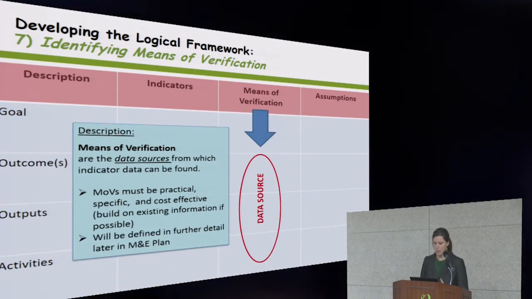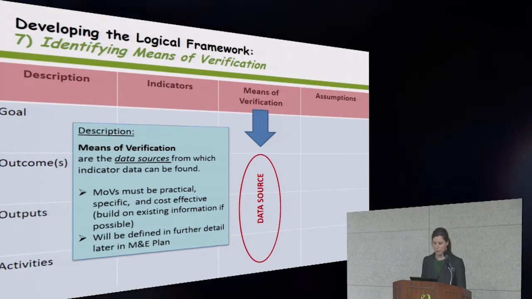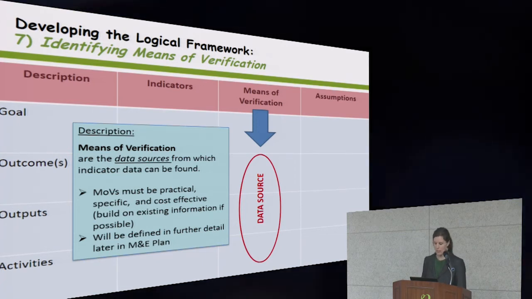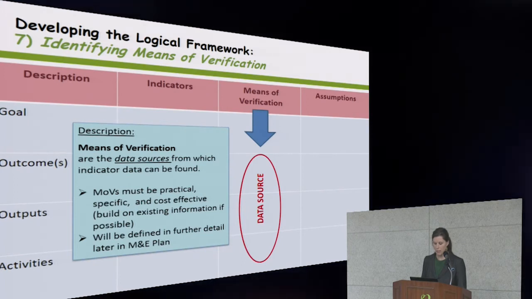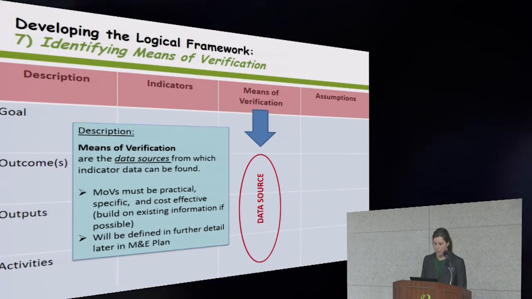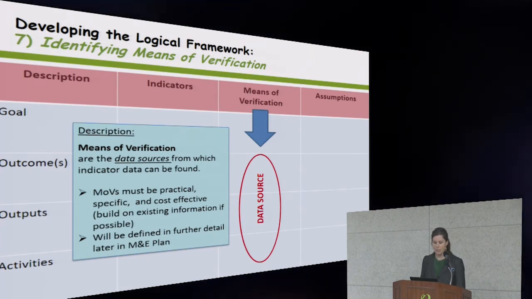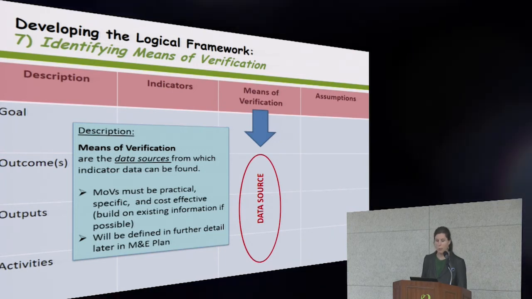Further details on the MOVs should be developed later when you do your performance measurement plan, which we'll talk about in the next session. However, the identification of MOVs at this point is important because discussion on where to find the information and how to collect it can sometimes lead to the need to reformulate the indicators.